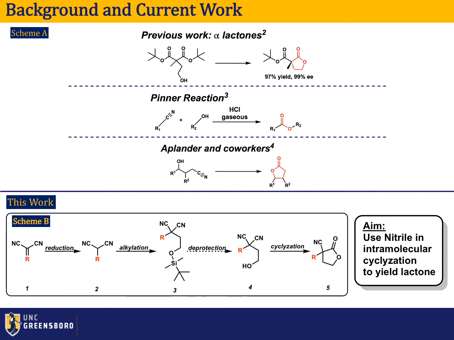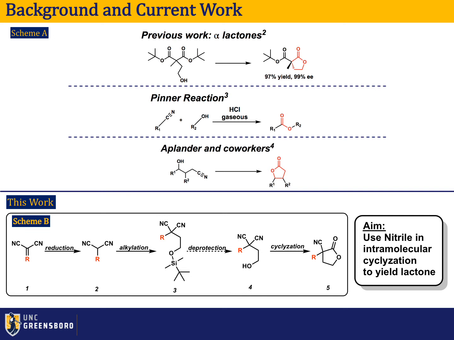Previously, the Peteren group has synthesized lactones from diester structures with high yields and high selectivity for one asymmetric version over the other. We wanted to expand on this work by using a nitrile, a carbon-nitrogen triple bond, as the starting material. The Peteren reaction in Scheme A is a well-known method of making esters from nitriles. Lactones can be thought of as cyclical esters.